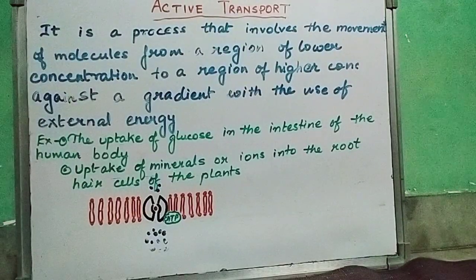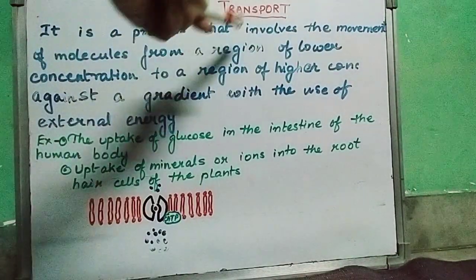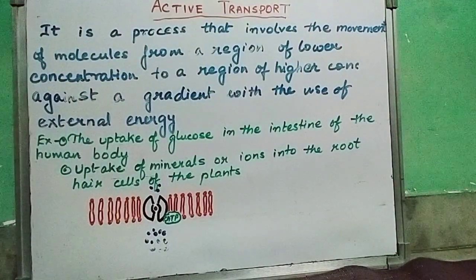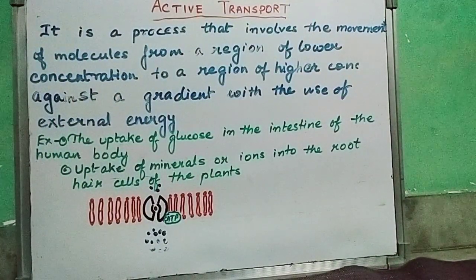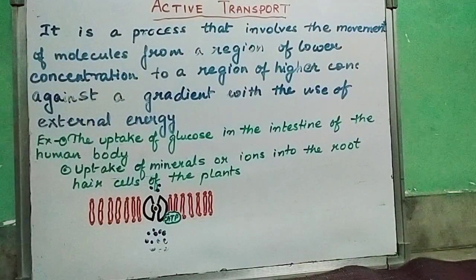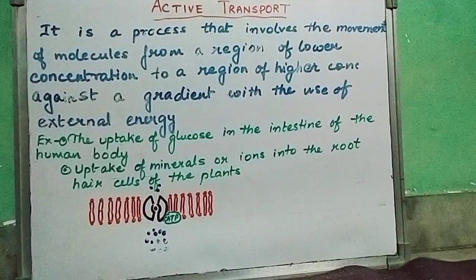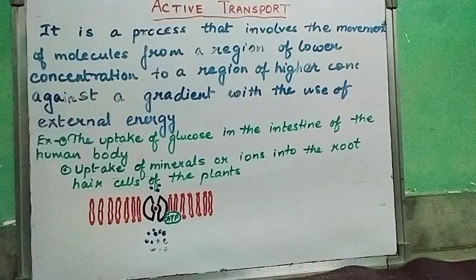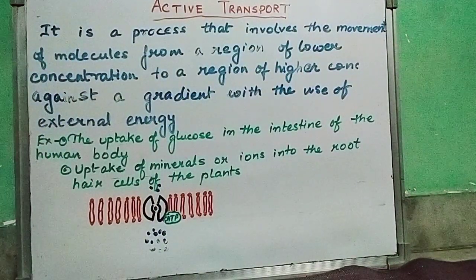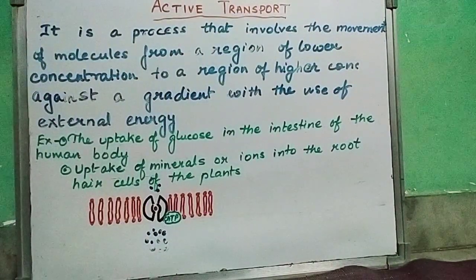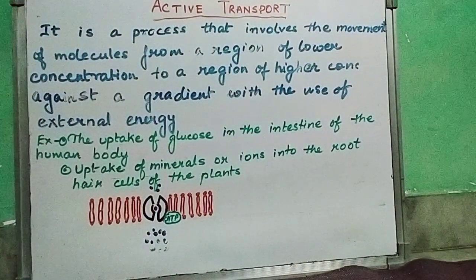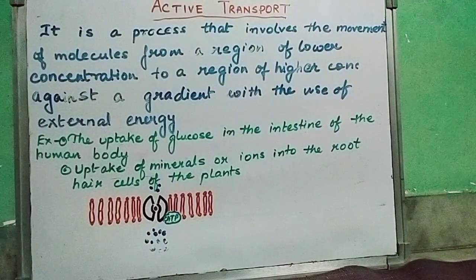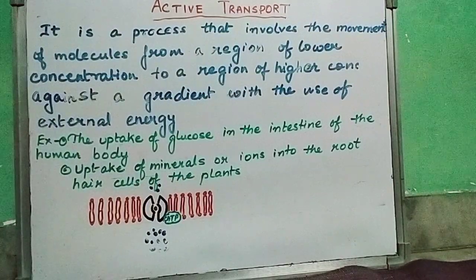That is why the word active has come in active transport, as it utilizes external sources of energy in pumping the molecules, in movement of the molecules from the region where it is lower in concentration to the region where it is higher. So what does this external energy mean? Here the external energy comes in the form of ATP. What is ATP? It is adenosine triphosphate.